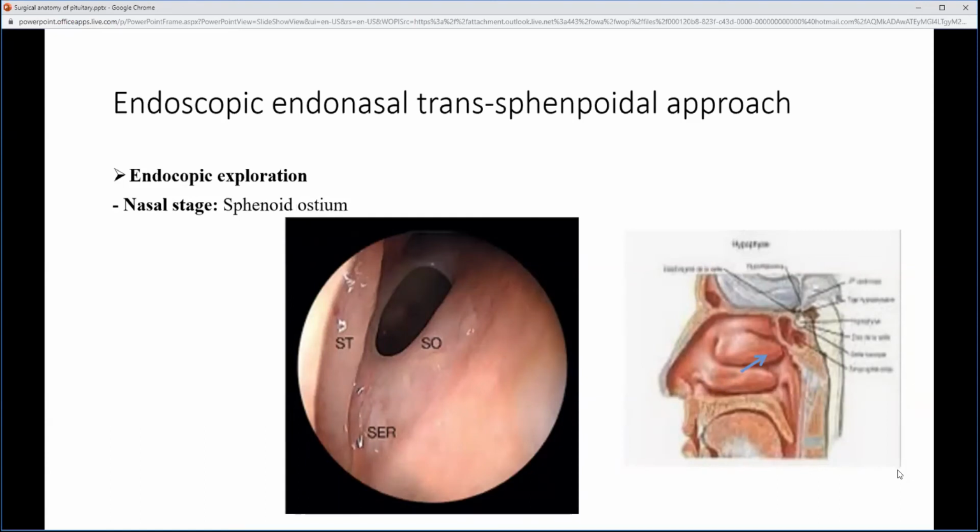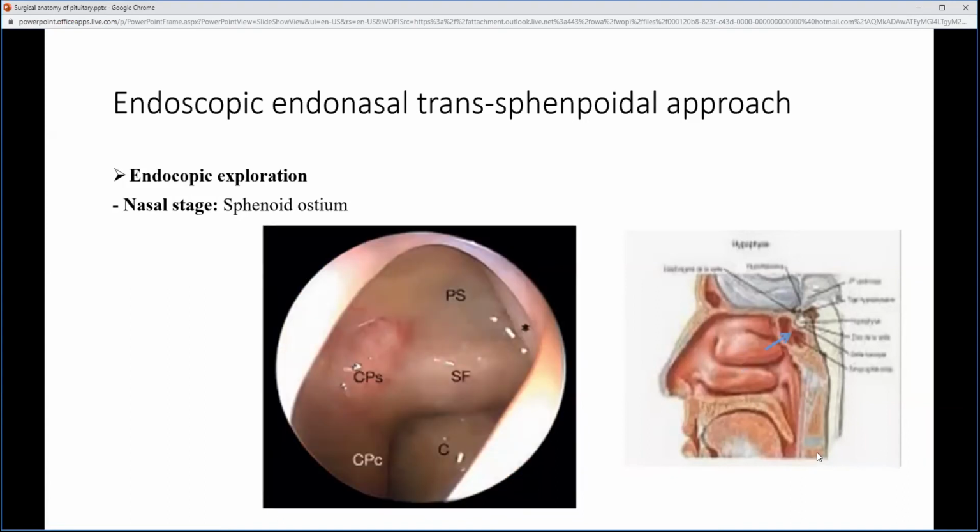Going a little bit upward, following this sphenoethmoid recess, we reach the sphenoid ostium, which is just ahead of the opening of the sphenoid sinus.